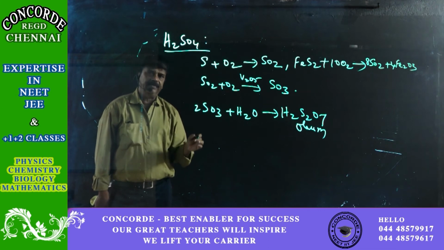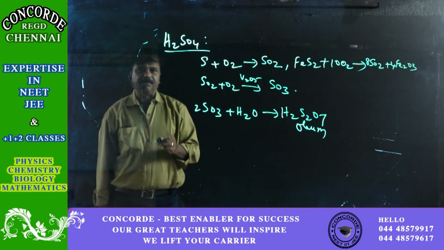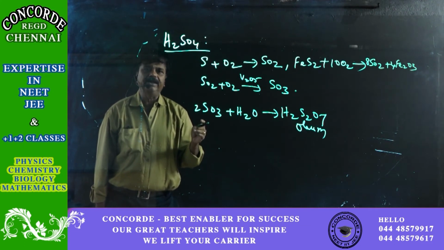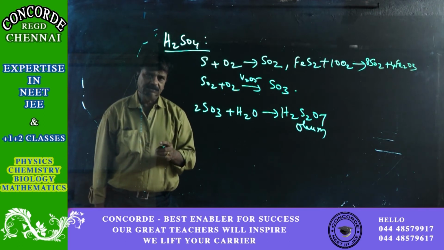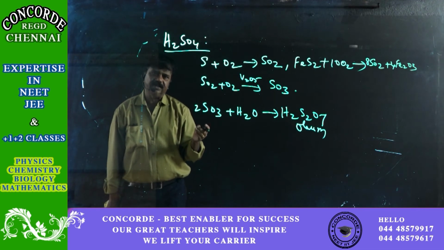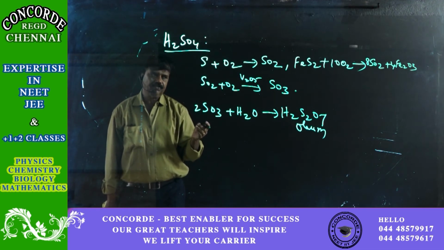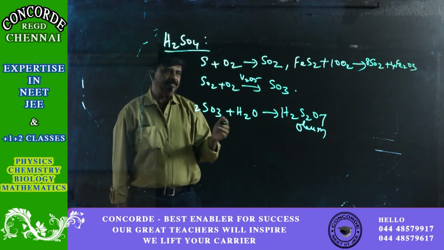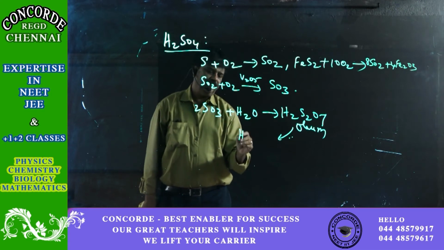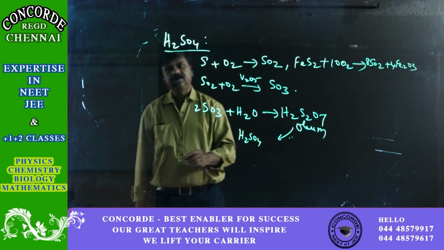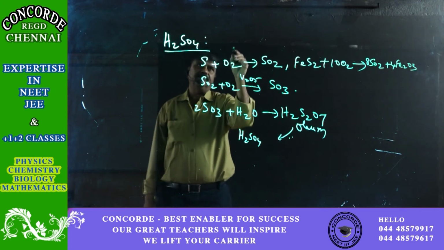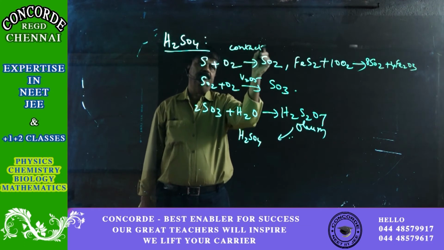From oleum, the required concentration of sulfuric acid is prepared by adding the oleum slowly into water with constant stirring, and H2SO4 of the required concentration can be obtained. This entire process is known as the contact process.